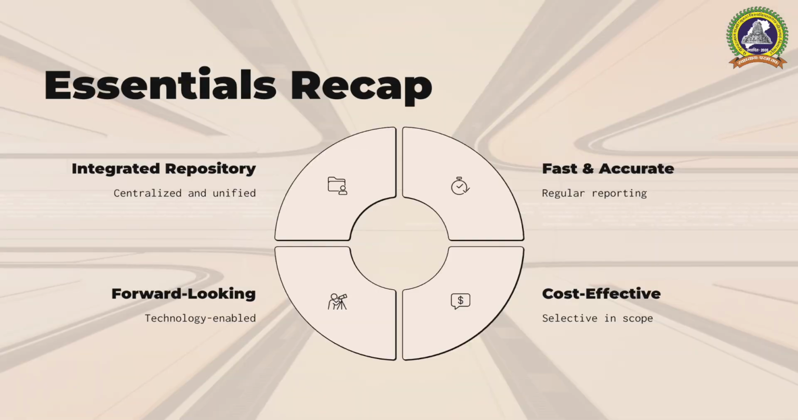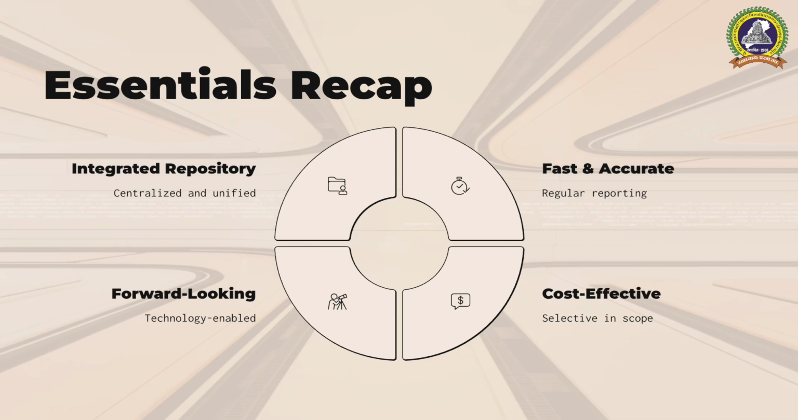Let's briefly recap these essentials. A good marketing information system is unified and centralized. It actively facilitates decision making by providing quick and accurate information. It is economical because it is selective in what it collects. And finally, it is future oriented, providing information regularly and using new techniques to stay efficient.